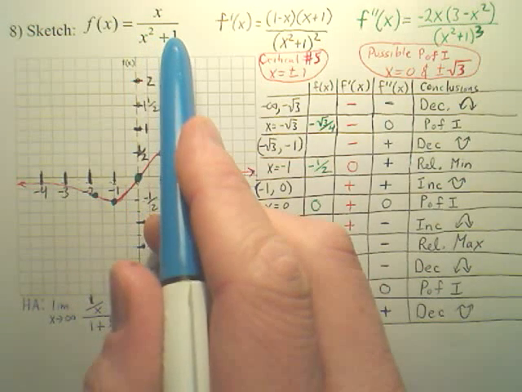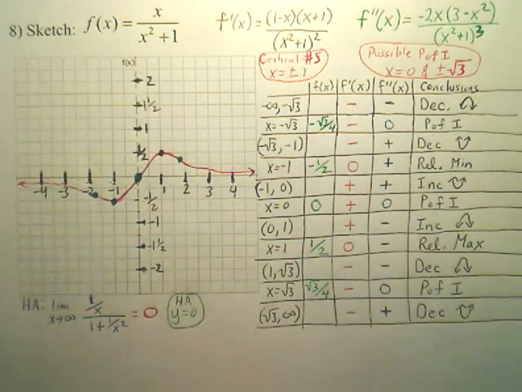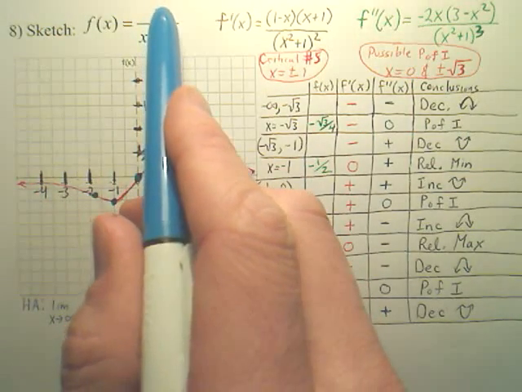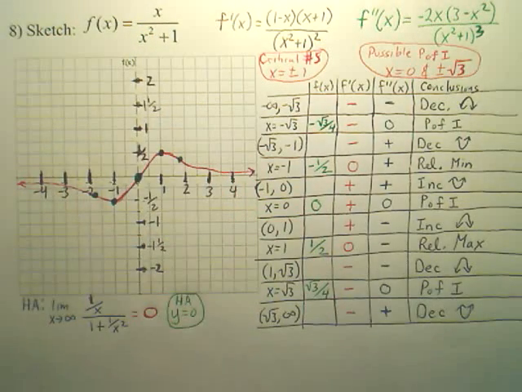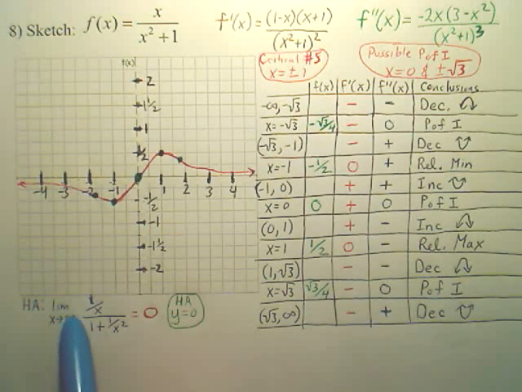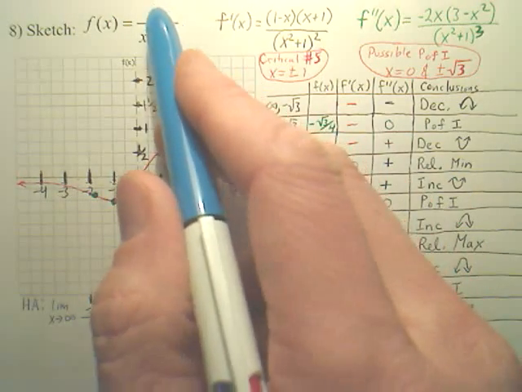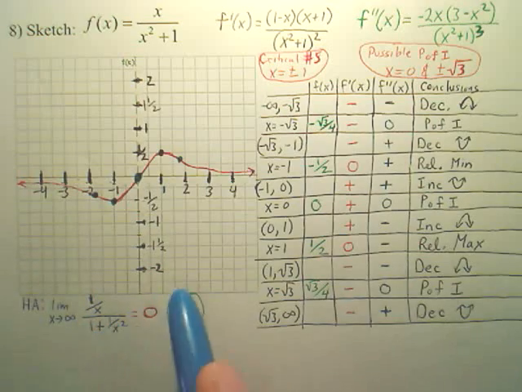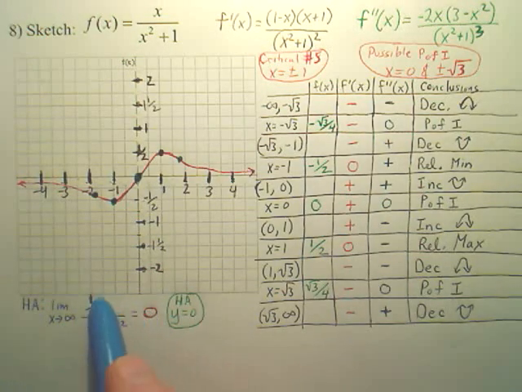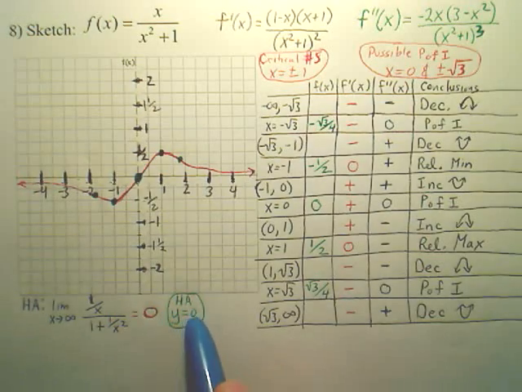When you set the bottom equal to 0, there are no vertical asymptotes because you cannot set the bottom equal to 0. There's no slant asymptotes because the top degree is smaller than the bottom degree. There is a horizontal asymptote because when you take the limit as x approaches infinity or negative infinity, you divide by x squared, x squared, x squared, and you end up with this. And when you plug in infinity, you end up with 0 over 1 plus 0. So you have a horizontal asymptote at 0.